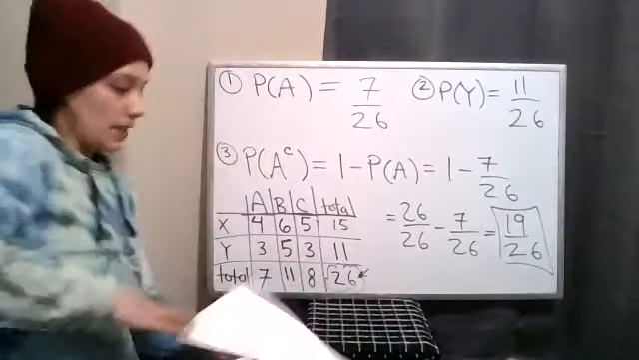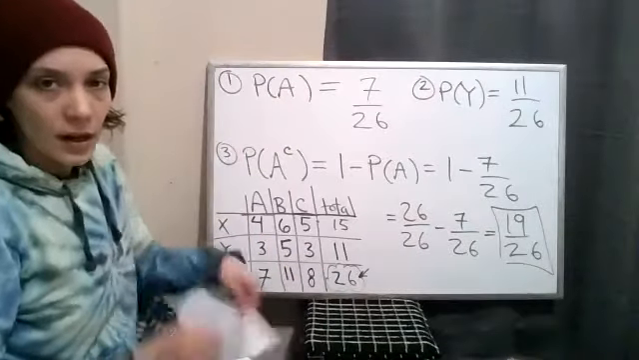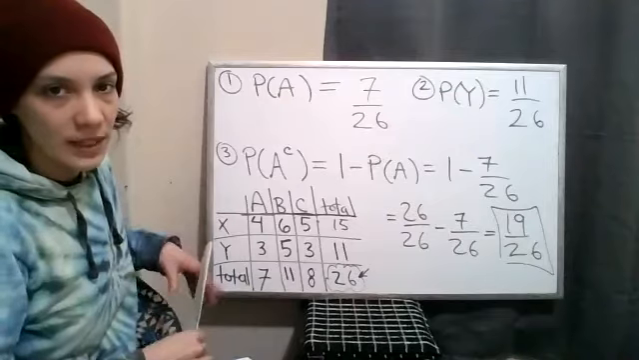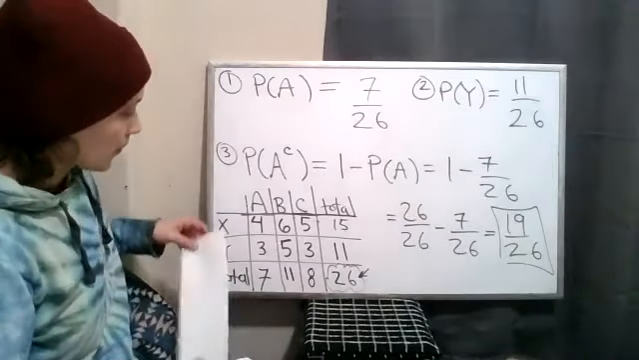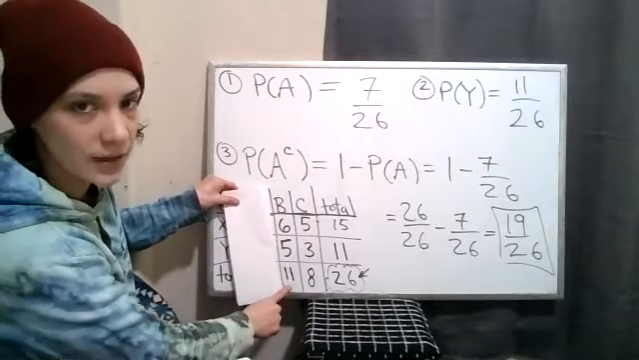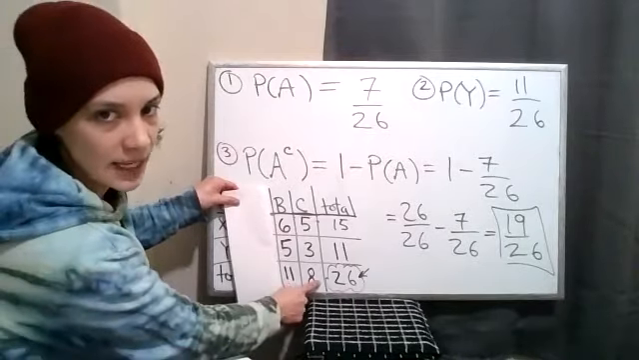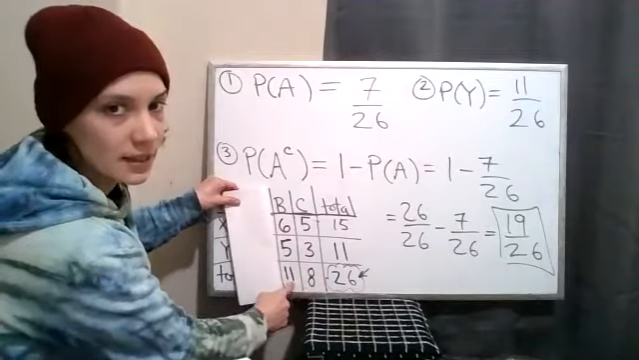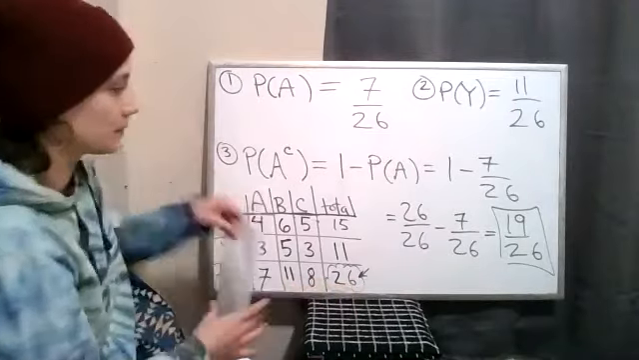So if you are finding the probability of A complement and looking at the table, we can block out the total for A and then find the total for the other events, 11 plus 8. So that's our 19 divided by 26.